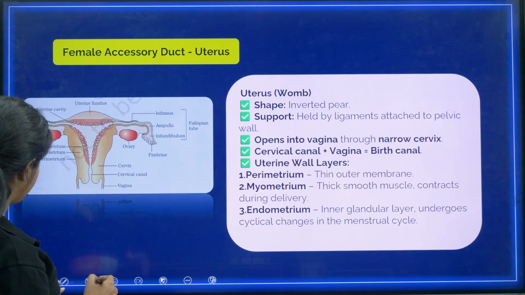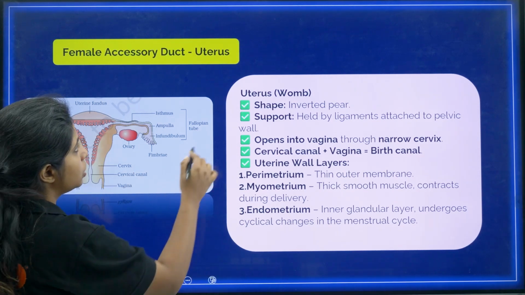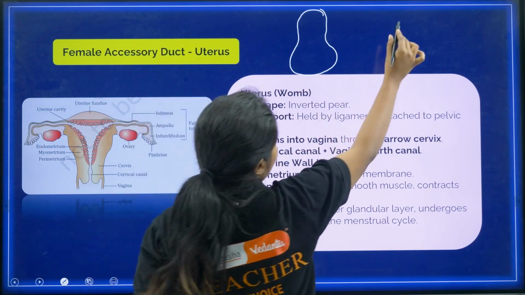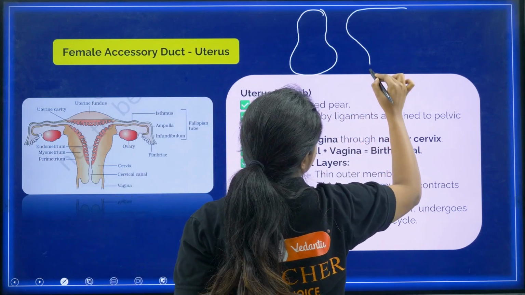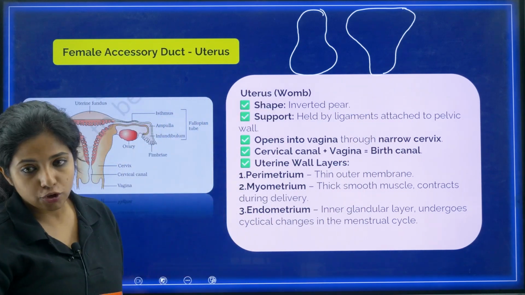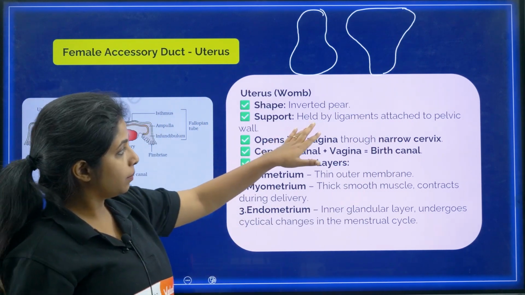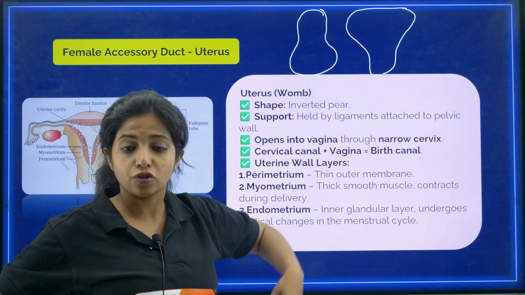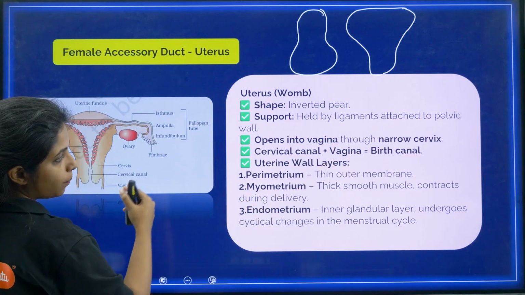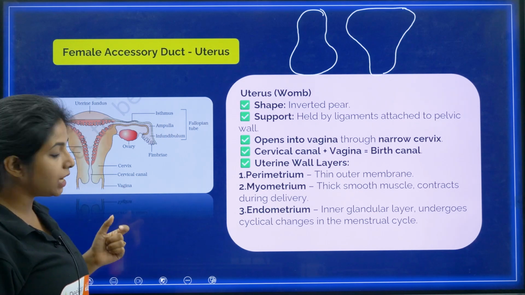Why do I call it an inverted pear shaped structure? Usually how does a pear look? It appears something like this. So now this one appears something like this, which is why it is known as an inverted pear shaped structure. It is held by the ligaments attached to the pelvic wall. So the uterus has certain ligaments which attach it to the pelvic wall. It will be opening into the vagina.